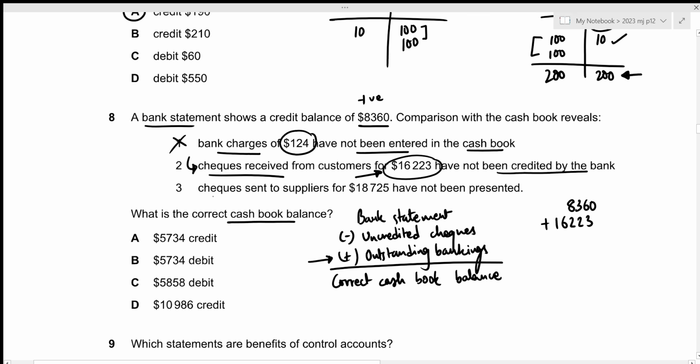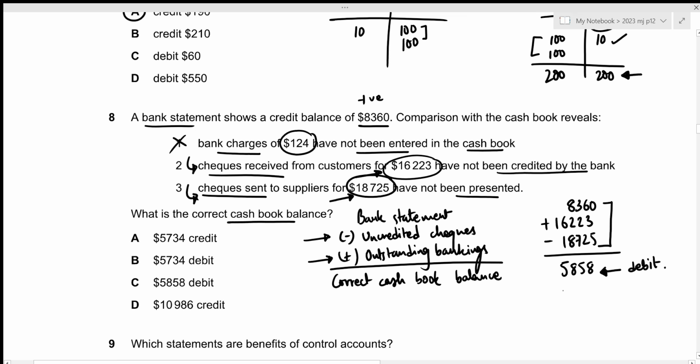Then for the third error, checks sent to suppliers for 18,725 have not been presented. These are the checks sent, which means that this amount for 18,725 is our uncredited checks, which we need to subtract. So that's minus 18,725. Now the total will give us our correct cash book balance. That's 8,360 plus 16,223 minus 18,725, which results in 5,858. This is a positive balance, which means that this will be on the debit side in our cash book. So we're looking for 5,858 debit, which is given in option C.